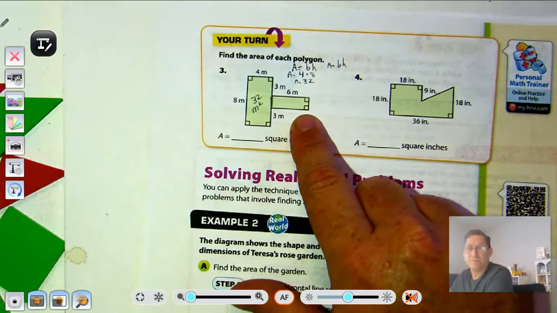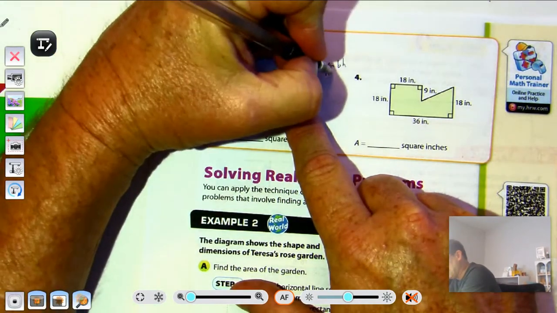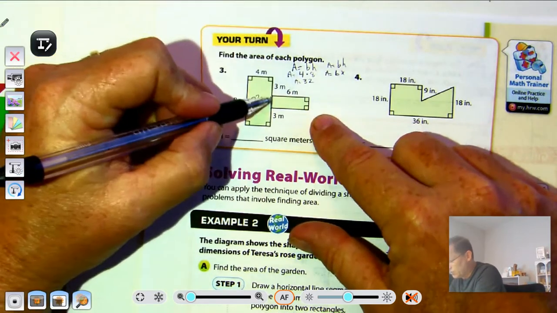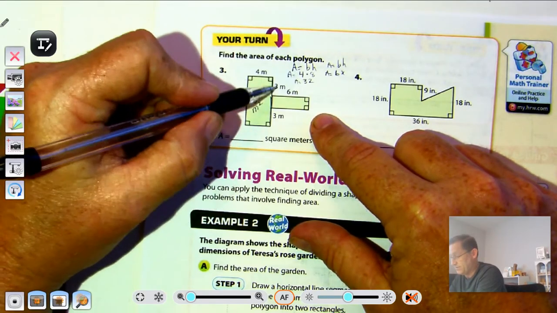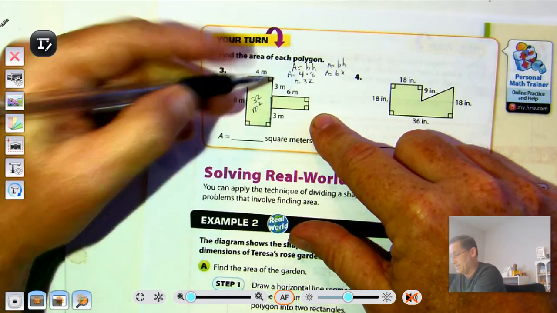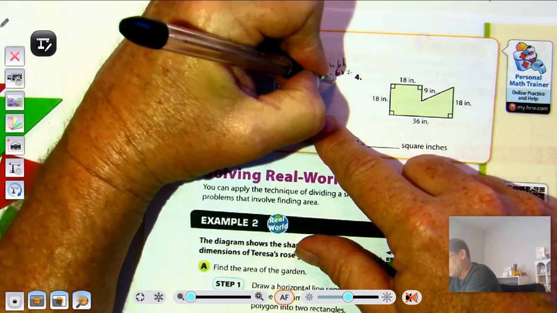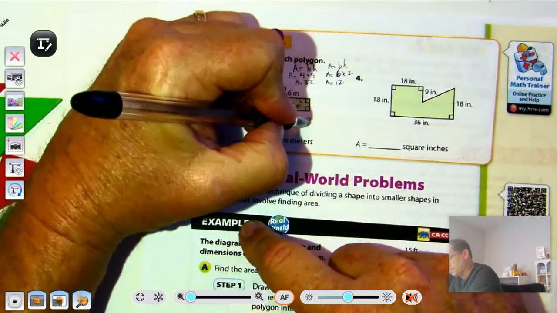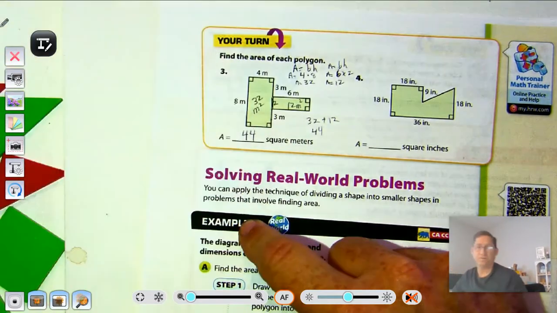What's the area of this one? Still going to use area equals base times height. The base of this one is 6, and its height is this little strip here. Well, if this is 3 and this is 3, that's 3 plus 3 is 6. So 8 take away 6, this piece is 2. So 6 times 2 gives us 12 meters squared. 32 plus 12 is 44 square meters.